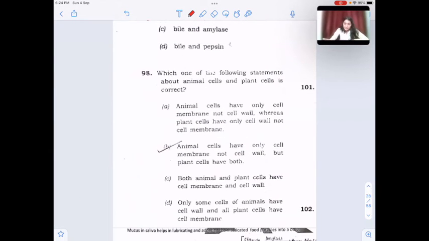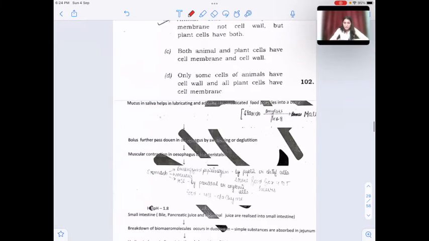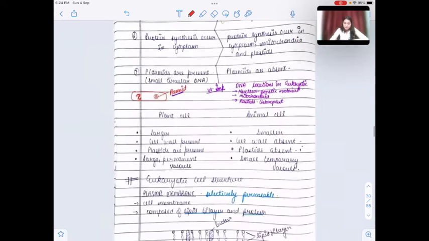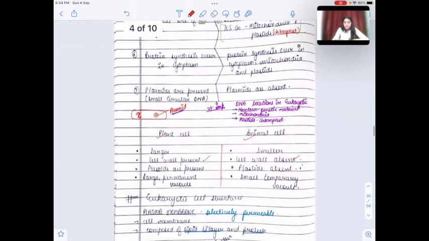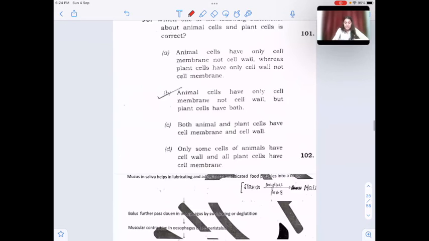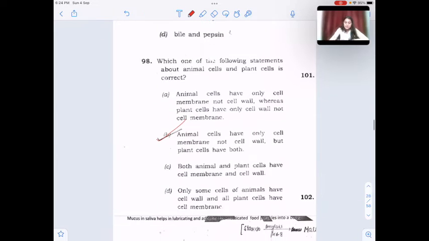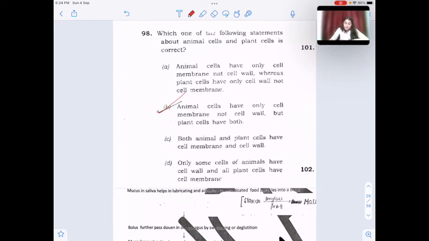Question number 98 is about the difference between animal and plant cell membrane and cell wall. So here the differences are given. In plants the cell wall is present, and in animals the cell wall is absent. The correct answer is B. Animal cells have only a cell membrane, not a cell wall, but plant cells have both.